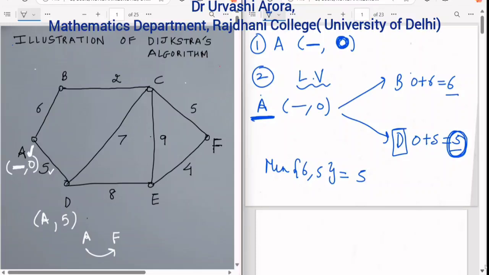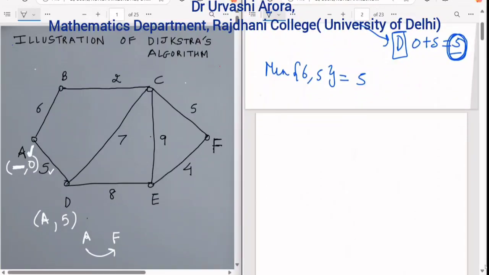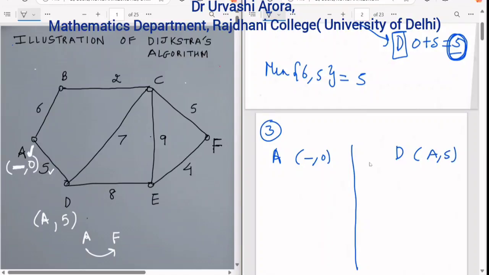Now coming to the next step, again we look out for all the labeled vertices so far, all those which have got a label so far, and they are A and D. The label which A has got is dash 0 and the label which D has got is A comma 5. Now, corresponding to this labeled vertex A, find out all the neighboring vertices which have not received a label. That is, find out all the adjacent unlabeled vertices.